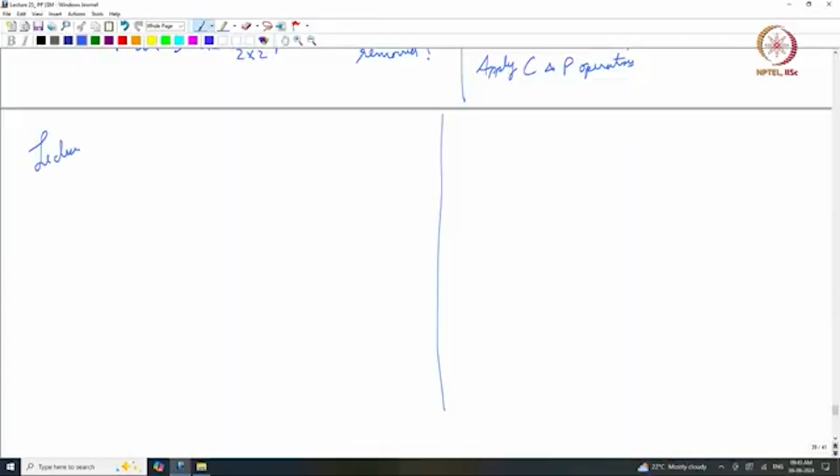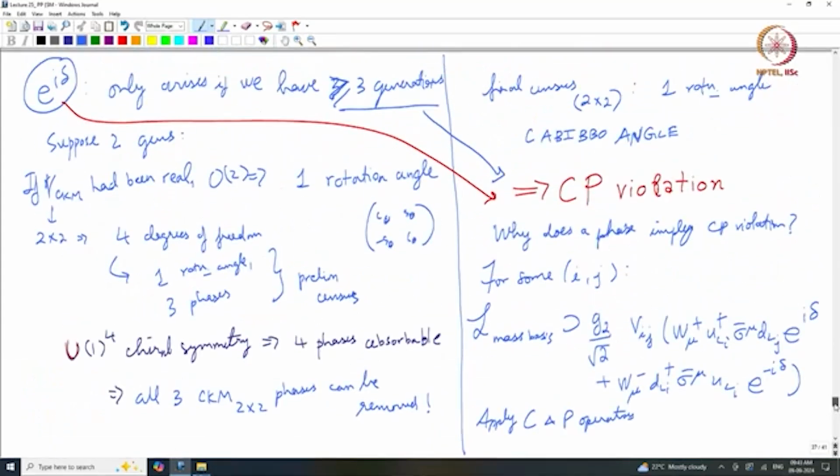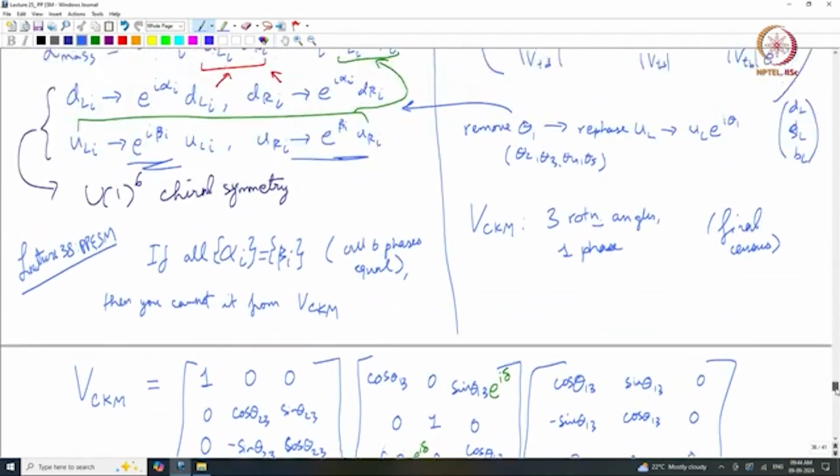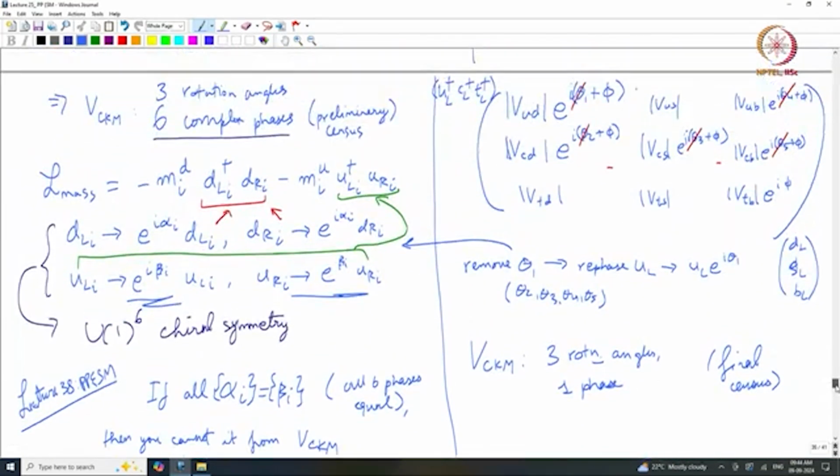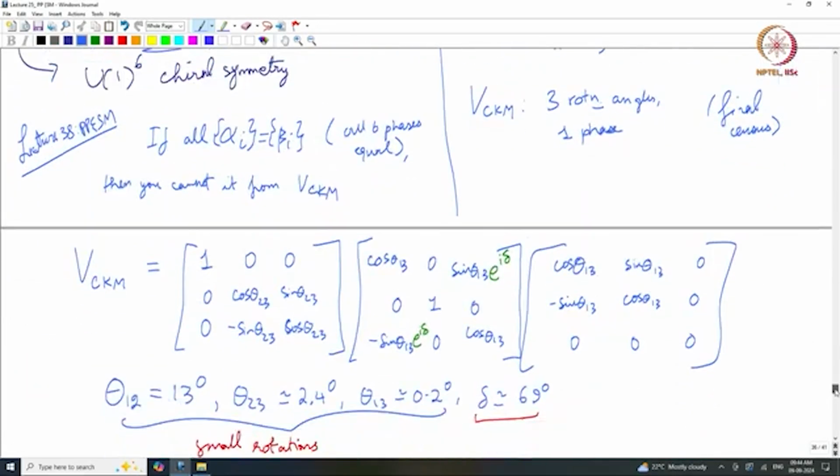Alright, so welcome back to particle physics and the standard model. This is lecture 39, and last time we saw how to obtain the number of real observable parameters in the CKM matrix.